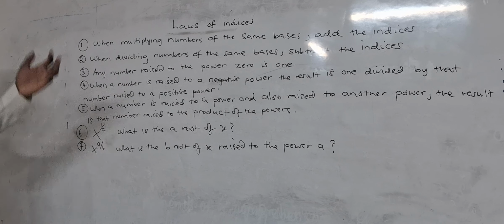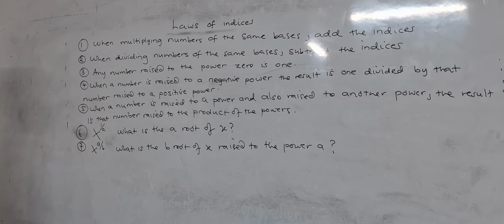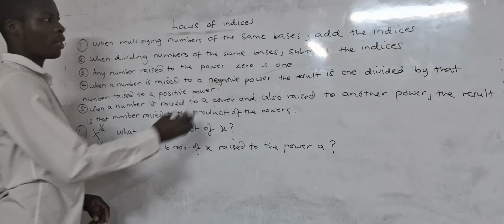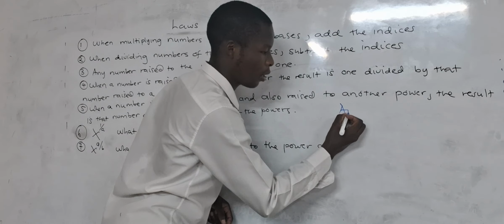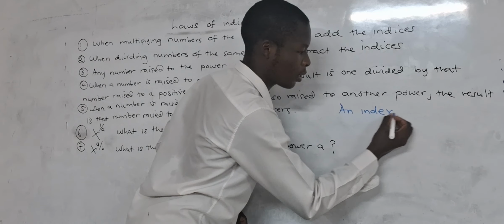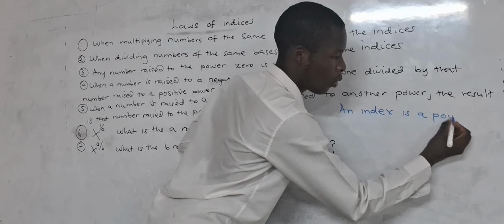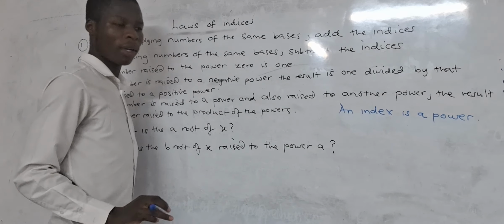So today I'm going to explain these 7 laws of indices. Okay. Actually, what is an index? An index is nothing but a power. Okay, this is what we call an index.